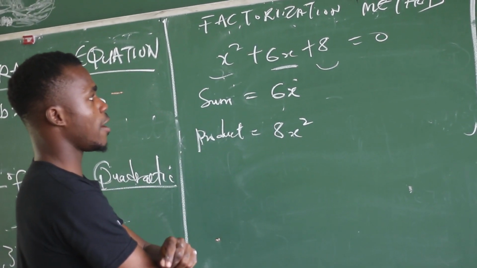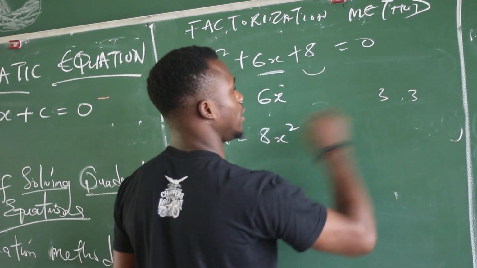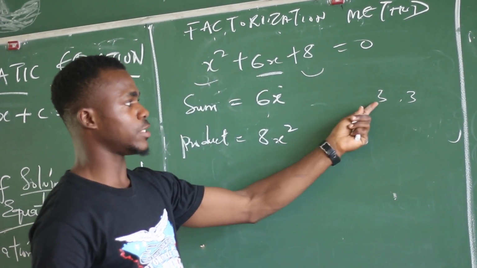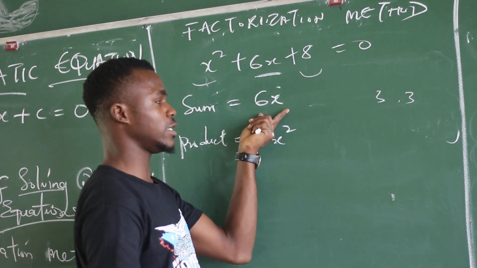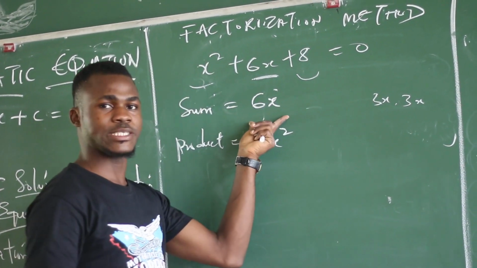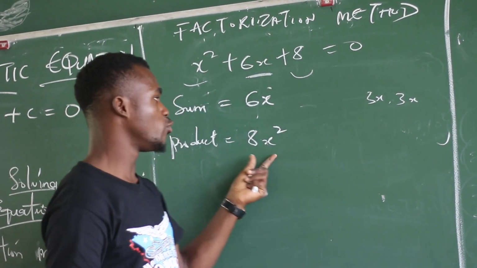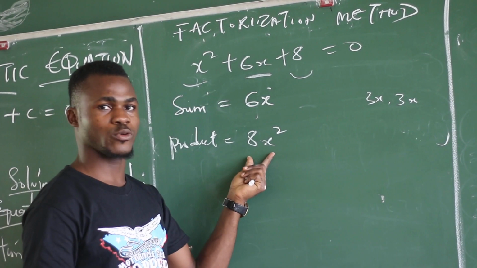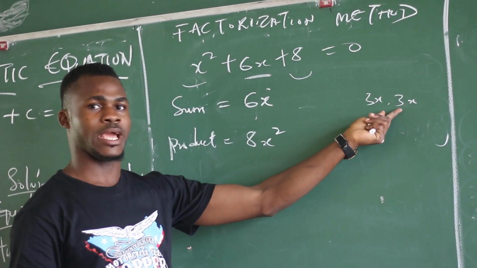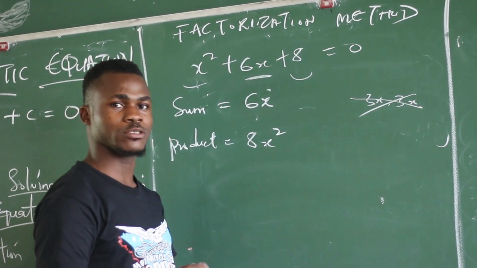Now, let's think of a number. If we pick, let's say 3 and 3, okay. You see that if you add up 3 and 3, you get what? 6, okay. Let's say 3x plus 3x, we get what? 6x. But if you multiply 3x and 3x, you won't get what? 8x squared. What you have is what? 9x squared. So this will not satisfy the condition, okay.